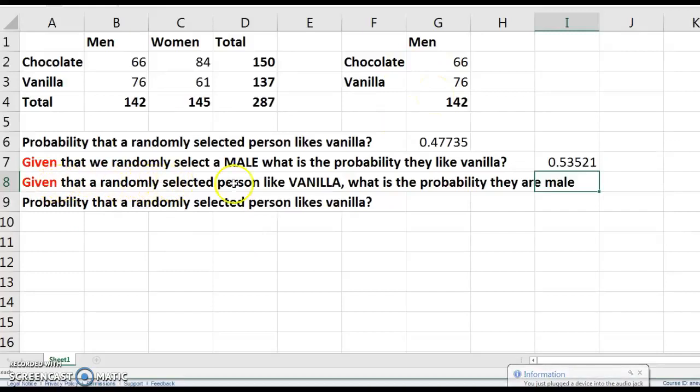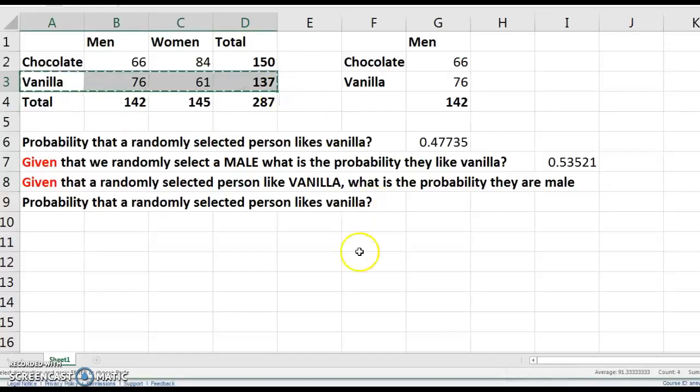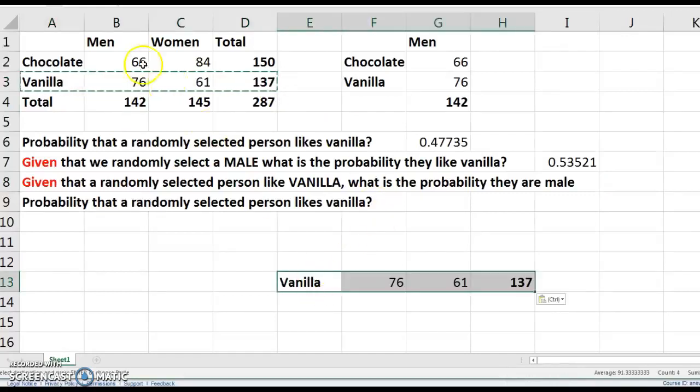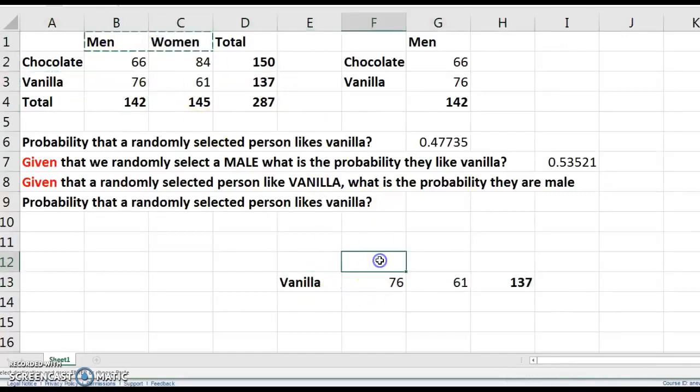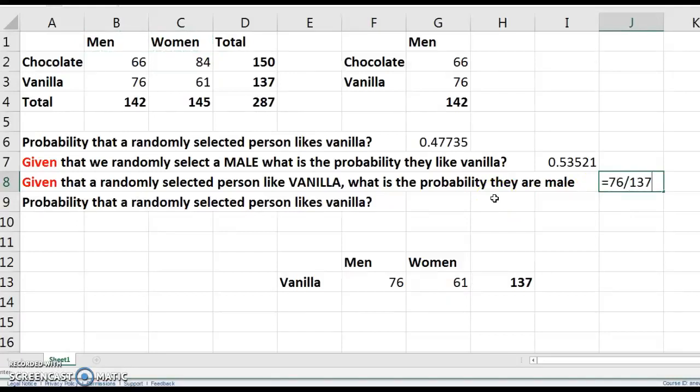Given that a randomly selected person likes vanilla, so another conditional probability here, what is the probability that they are male? So again, I'm only going to look at what I know I have. I know I have someone who likes vanilla, so I'm only looking at this row. Well, out of this row, what are the chances that they are male? There's 76 males in that row out of a total of 137 people who like vanilla. So that's the probability we have for that situation.